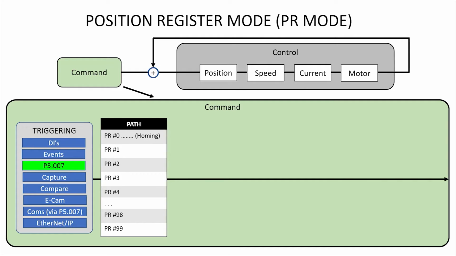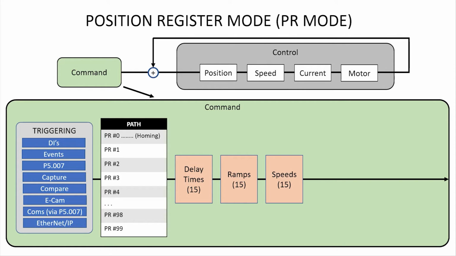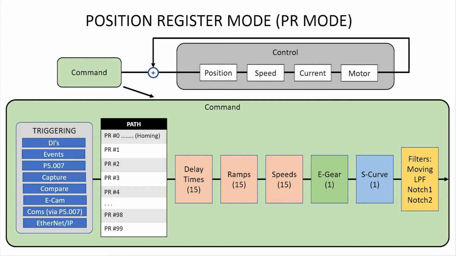For this video, we'll manually trigger the first path, which will automatically take us to the next path and the next until we hit a path that tells us to circle back and do it again. Each of these can use any of 15 possible delays, acceleration and deceleration ramps, and speeds. You can also set up electronic gearing and apply an S-curve to smooth transitions between the speeds and various kinds of filtering. In this video, our focus will be on setting up the paths using the default values provided in these tables. Once you see how to set up the paths, you can then check out the other videos on all of these.